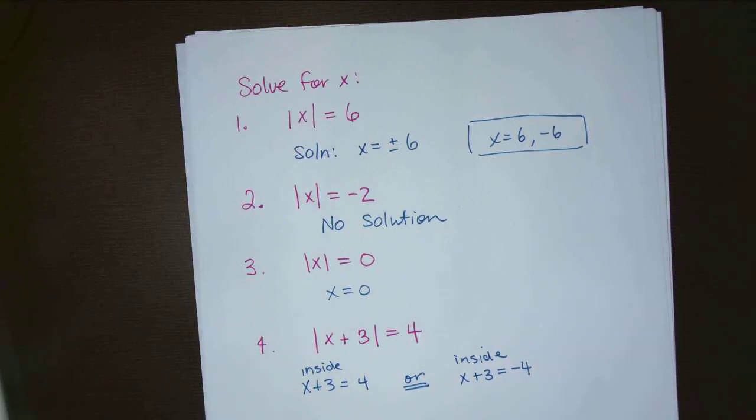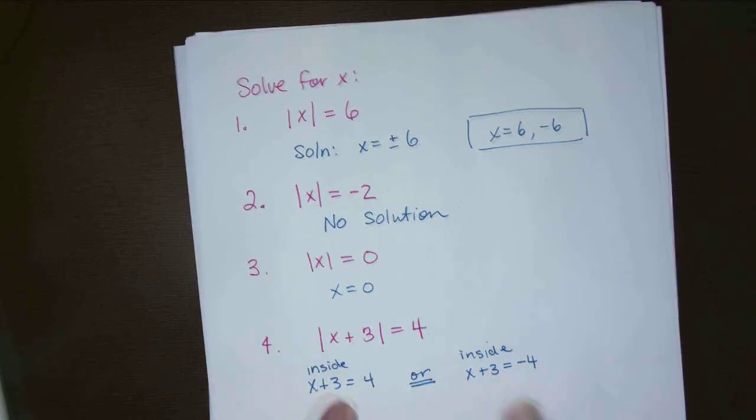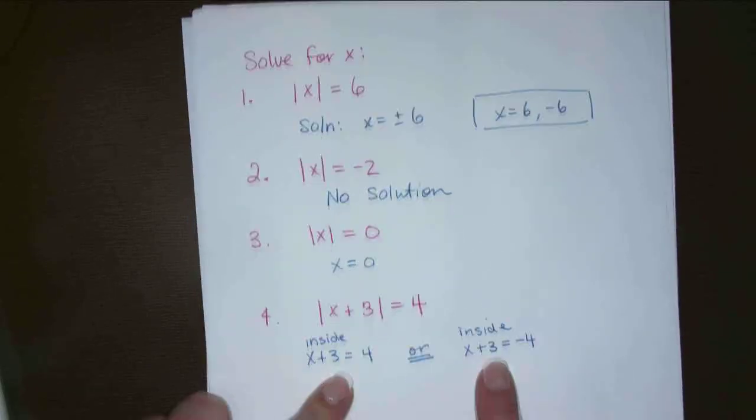This is not dropping the absolute value. Don't make up a rule that says we're dropping the brackets and you put one as plus and one as minus, because that's going to fail you when things get complicated. What you're doing is you're saying, okay, for this to be true, the inside is either +4 or -4, and that's how you set up the 2 equations. Okay, so then we solve these.